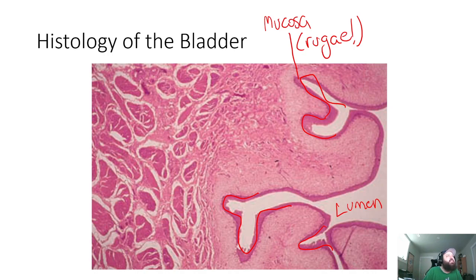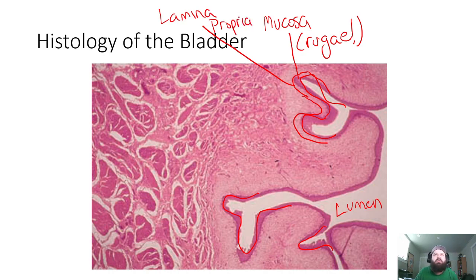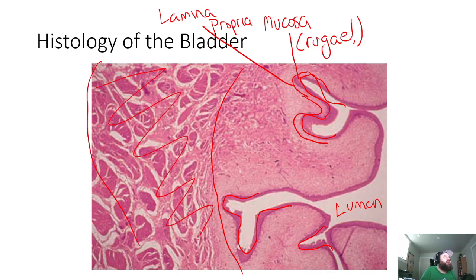Okay, then surrounding the mucosa, you should remember this now, is the lamina propria. And you should also remember that the lamina propria consists of areolar connective tissue. Then in this picture here, you can see this enormous muscle. So this whole area right here is muscle. So this is your muscularis.